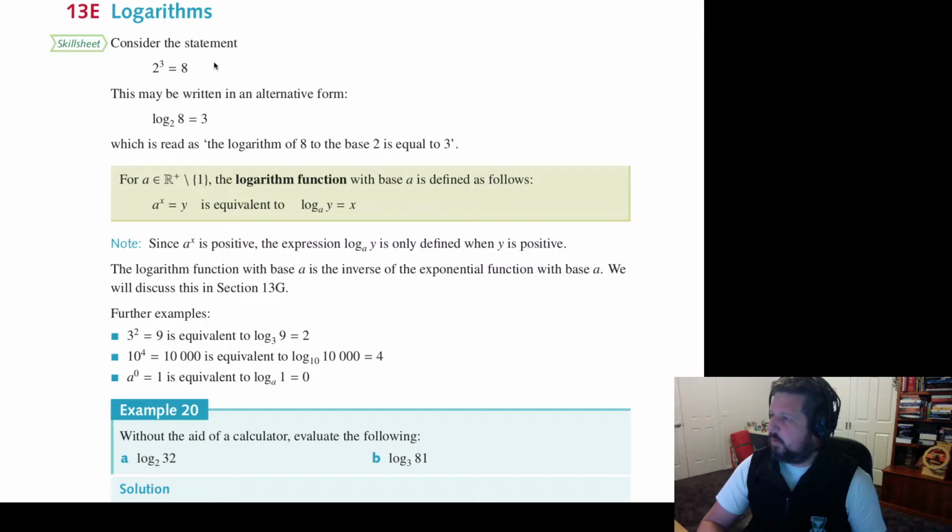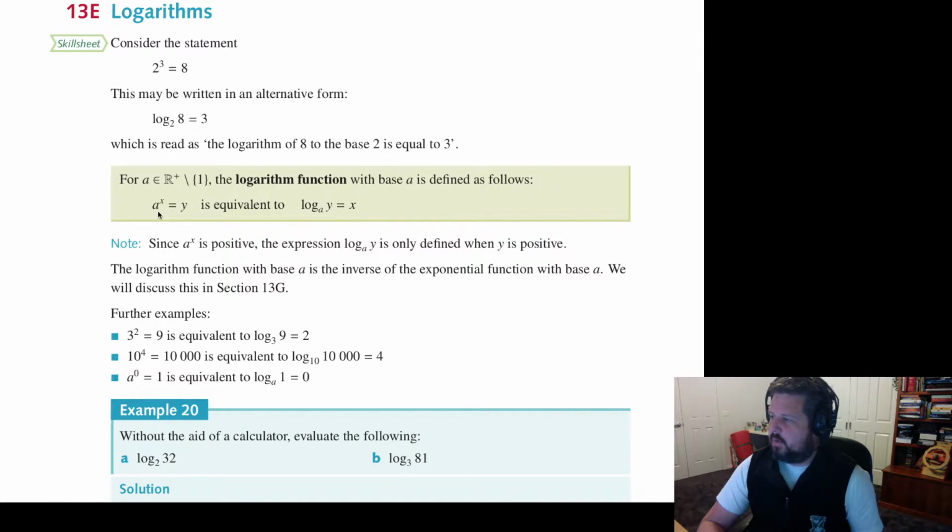In the past, you've probably seen things written with powers or indexes, such as 2 to the power of 3 being equal to 8, but we can rewrite that in an alternate format, whereby you'd have the log of 8 to the base 2 is equal to 3. So it's just a matter of placing these into the right positions as per this format here.